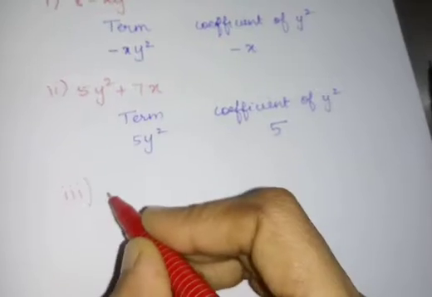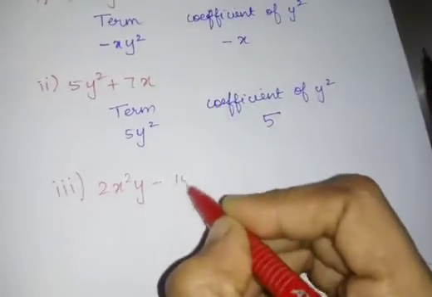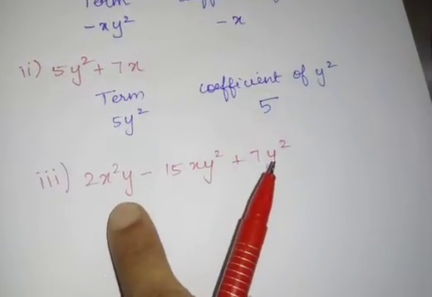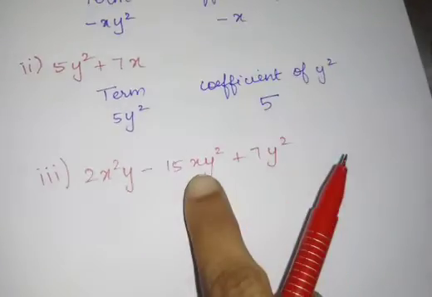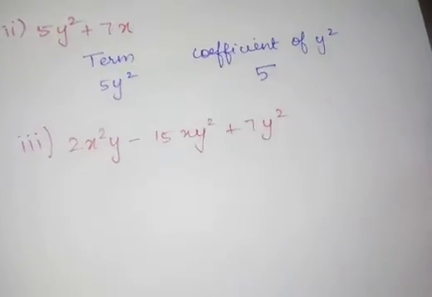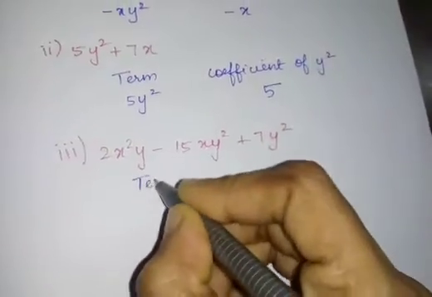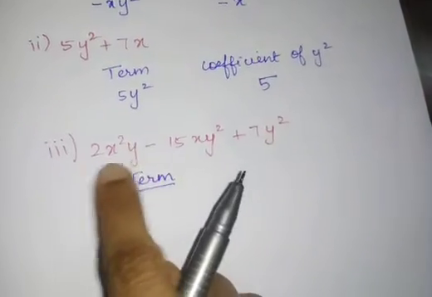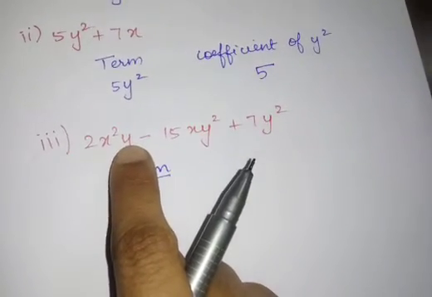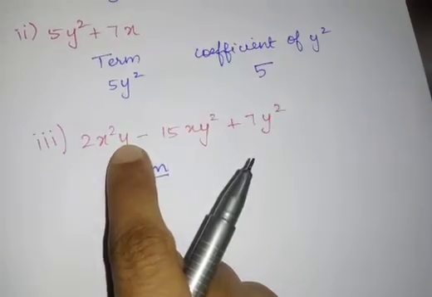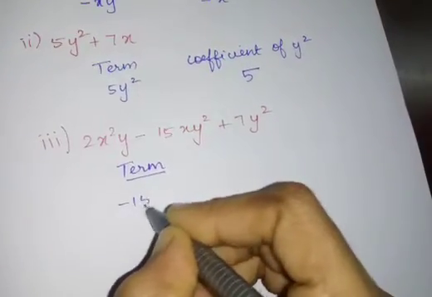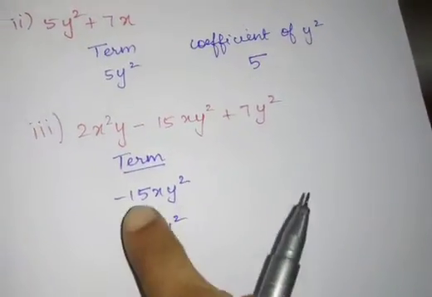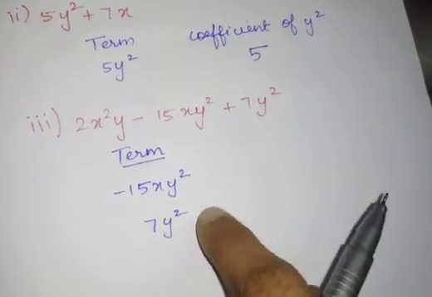What is the third problem? 2x square y minus 15xy square plus 7y square. So here, what are the terms, children, which contain y square? This term and this term. This term will not be included. Why? Because here only y is there, but the question is, it should have y square. So what are these terms? Minus 15xy square, then 7y square. Yes, both the terms are there.